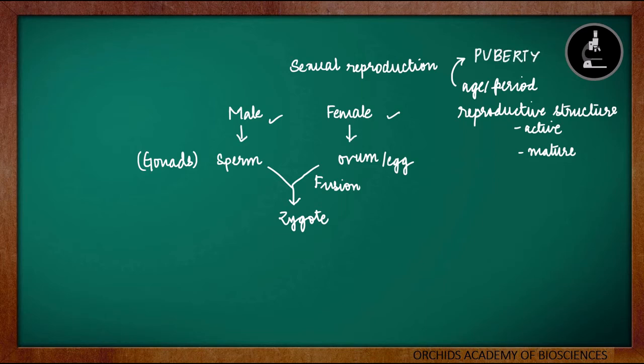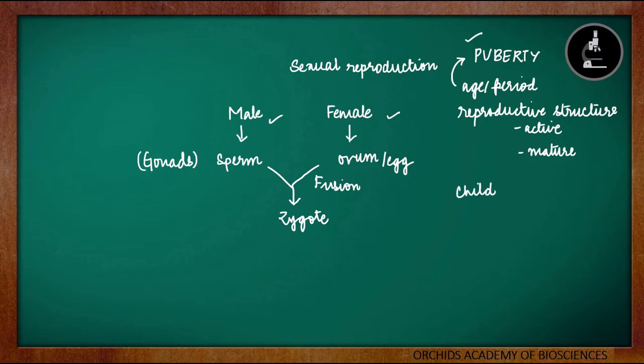So puberty can be defined as the age or period when the reproductive organs of a child start functioning or become active and the child becomes sexually mature. So this is called puberty.